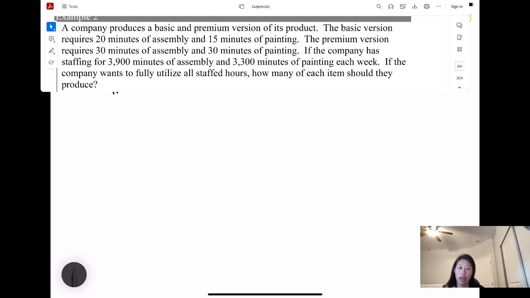In order to do this, first, this problem has two variables, right? One is the number of the basic version of the product that we want to produce. The other one is the number of the premium version of that product we want to produce. The easy way to set up the equations is to make a table. So now we have the basic version and the premium version, right?